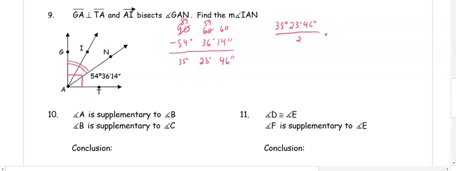So when we divide, we get 17.5 degrees, 11.5 minutes, and 23 seconds. So this half a minute is going to turn into 30 seconds, and this half a degree is going to turn into 30 minutes. So we're going to have 53 minutes. 11 plus 30 is going to get us 41 minutes and 17 degrees.